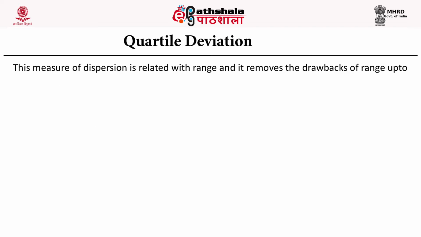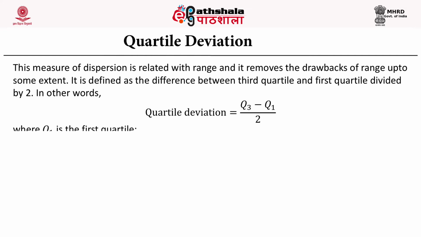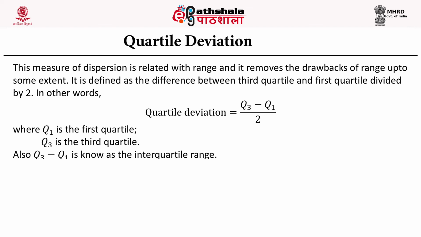Now, quartile deviation. This measure of dispersion is related to range and it removes the drawback of range to some extent. It is defined as the difference between the third quartile and the first quartile divided by 2. In other words, the formula for quartile deviation is given here, where Q1 is the first quartile and Q3 is the third quartile.